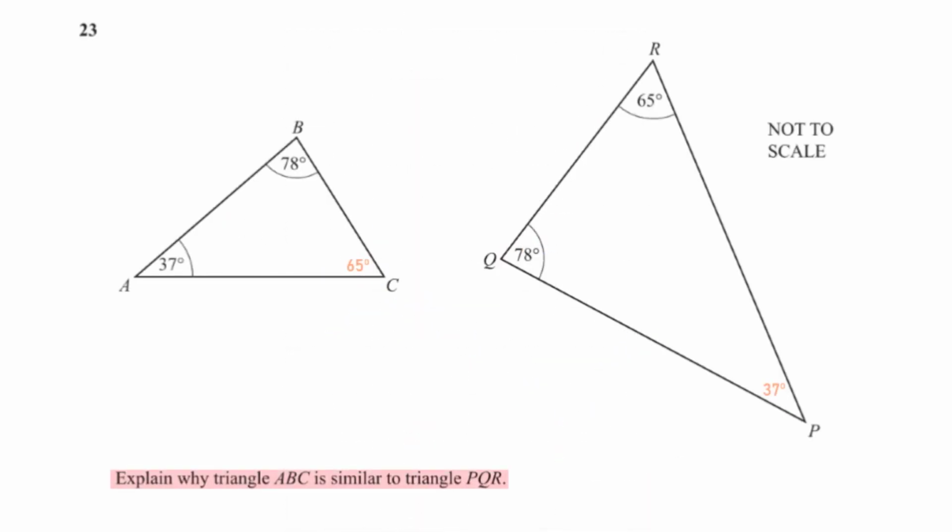Explain why triangle ABC is similar to triangle PQR. All the angles in both triangles are equal. So based on the AAA criteria, they are both similar.